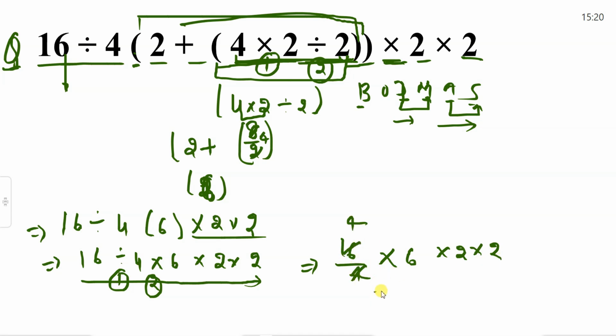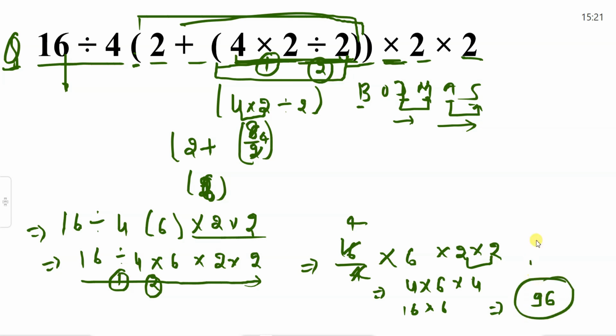16 divided by 4 is 4, times 6 times 2 times 2. 4 times 4 here, so 16 times 6. That's what it'll be. 6 and... yes, 96. This is the right answer.